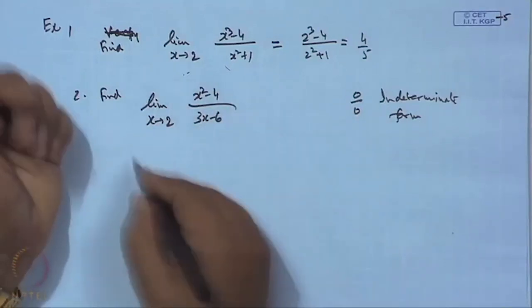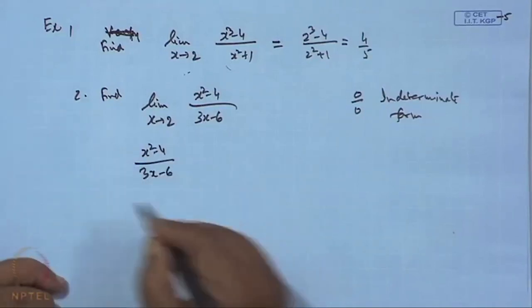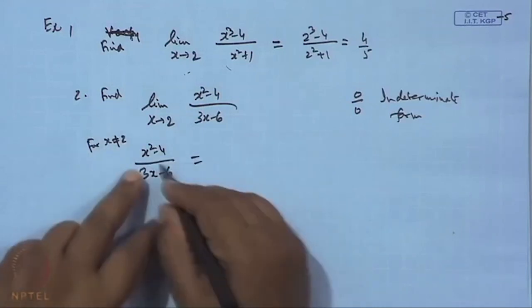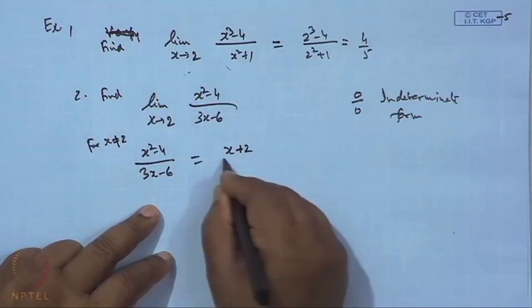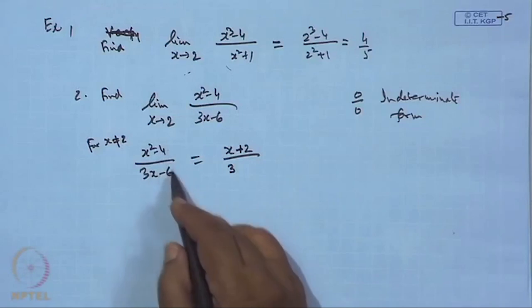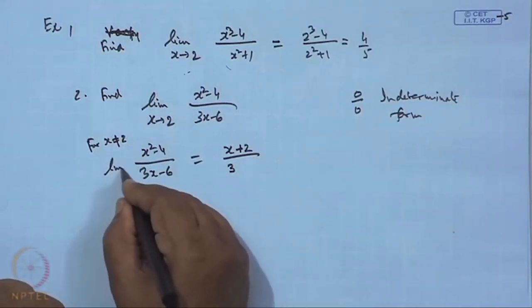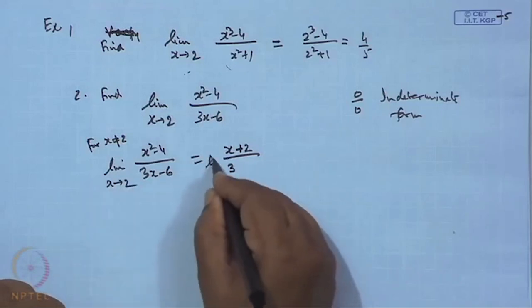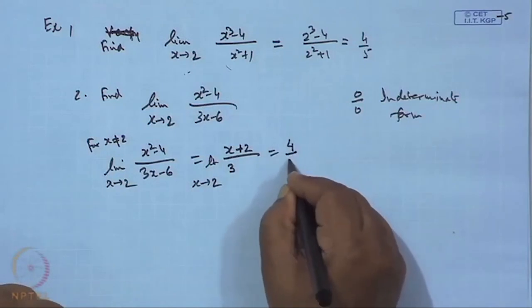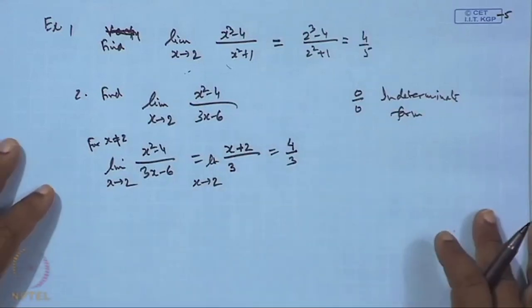So, if I write the function (x square minus 4) over (3x minus 6), for x different from 2, then what happens? You can write this as (x plus 2) over 3, just because x minus 2 gets cancelled. And then when you take the limit of this as x tends to 2, it comes out to be 4 by 3, and that answer is okay. So, that way we can easily find it.